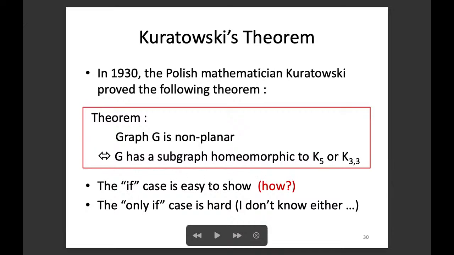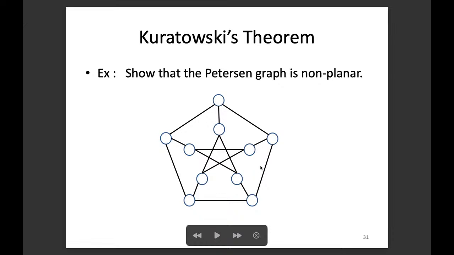Now, the "if" part is easy to show, so you can think about how to show it, but the "only if" part, I don't know how to show, so it is rather hard. But anyway, we are going to take this theorem for granted and see how it can lead us to interesting results. So this is a Petersen graph. A Petersen graph is where you draw a pentagon and a 5-pointed star, and then you join the corresponding vertices of the pentagon and the star together. So this is a Petersen graph.